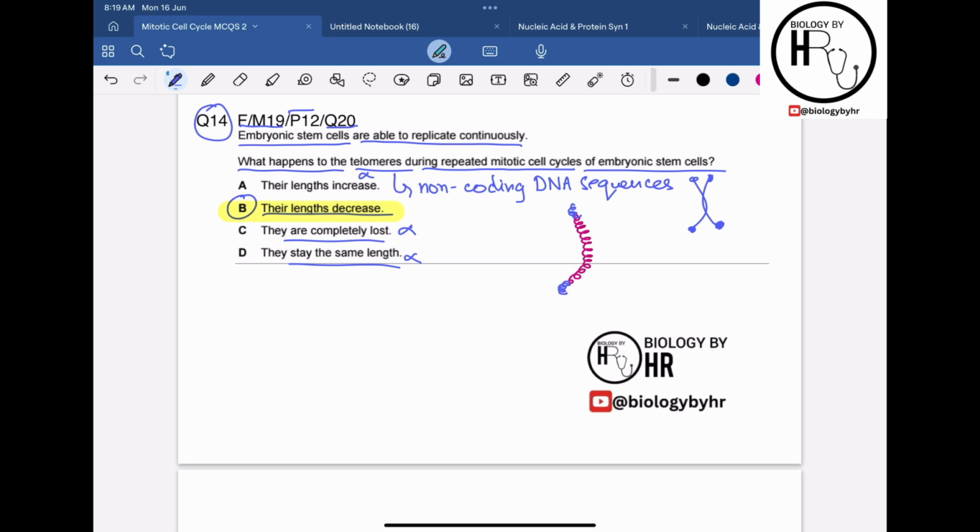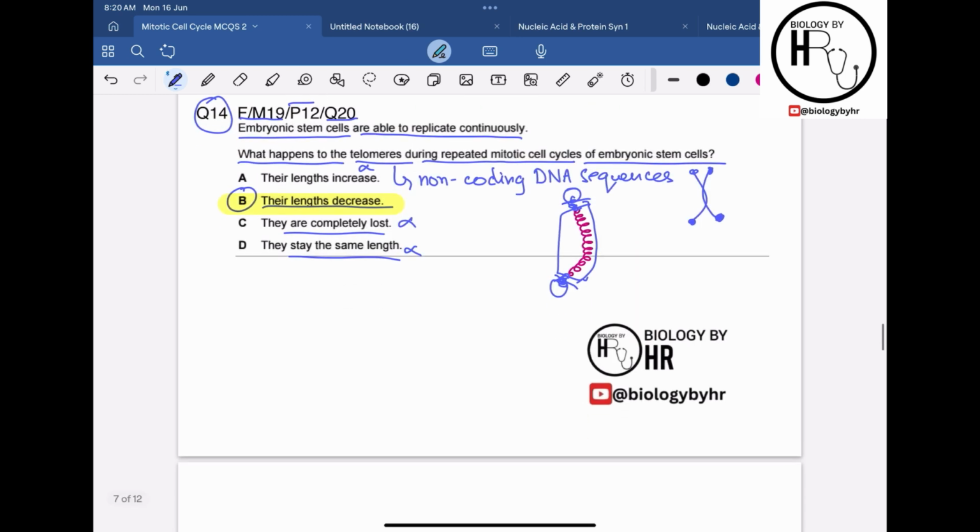Obviously the DNA polymerase is not copying the DNA fully, right? So what happens is that, for example, it copied only this much, so the telomeres are lost with the subsequent cell division, not the coding DNA. That is the importance of telomeres. I hope that you have got it.